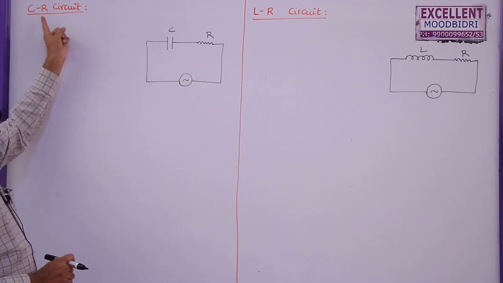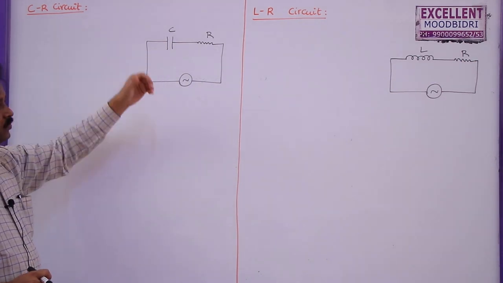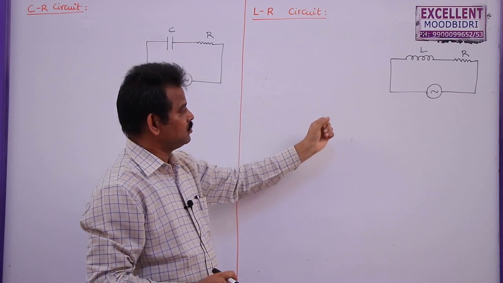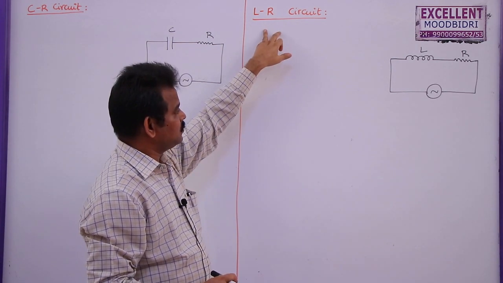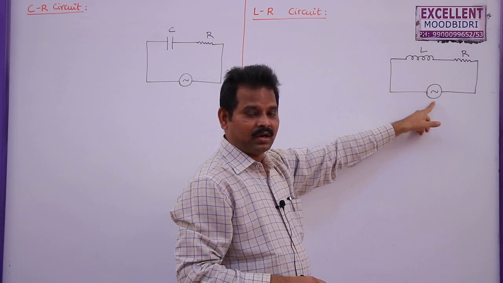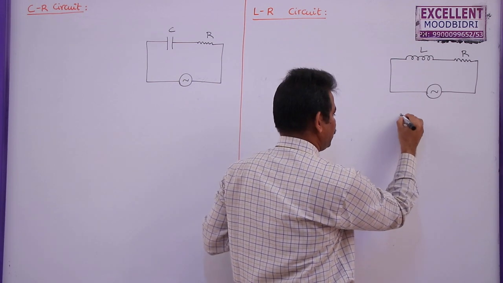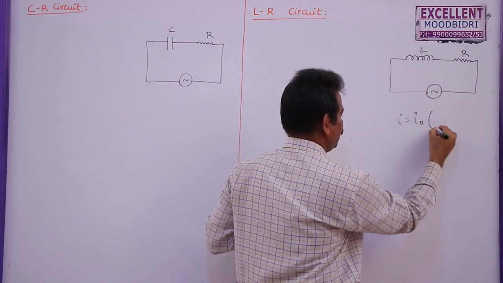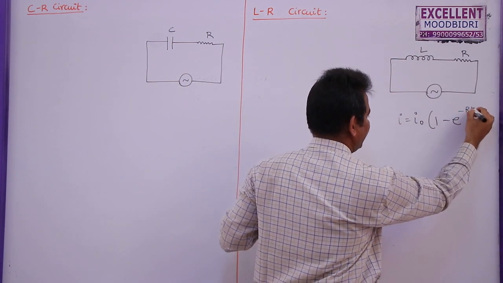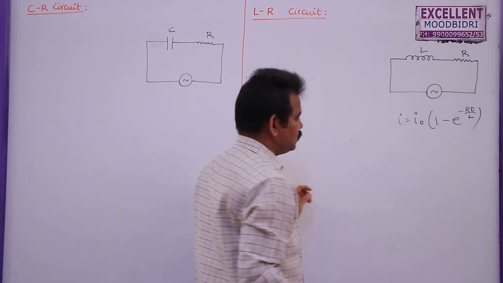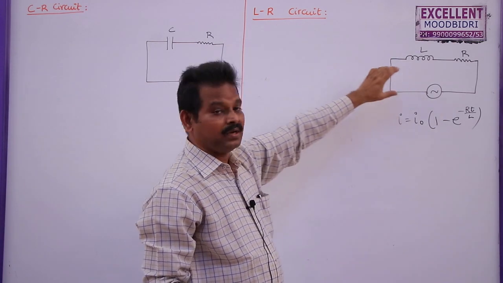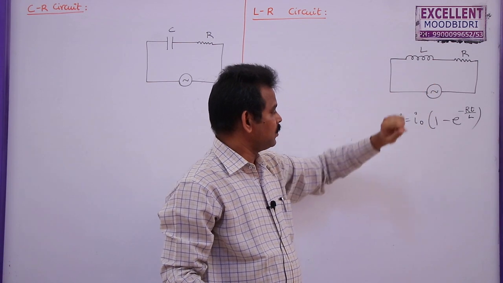This is a CR circuit, but the previous one we studied was the LR circuit, in the previous lesson also. Here the difference is that in the previous LR circuit the source was DC, and the current at any instant of time we got as I is equal to I naught into 1 minus e power minus RT by L. So this is the current at any instant of time through an LR circuit if a DC source or battery is connected across it.